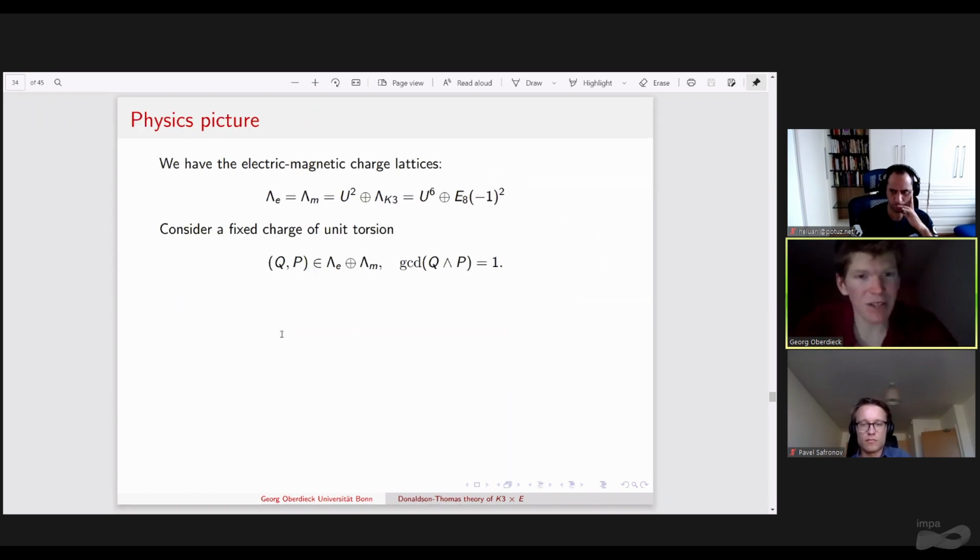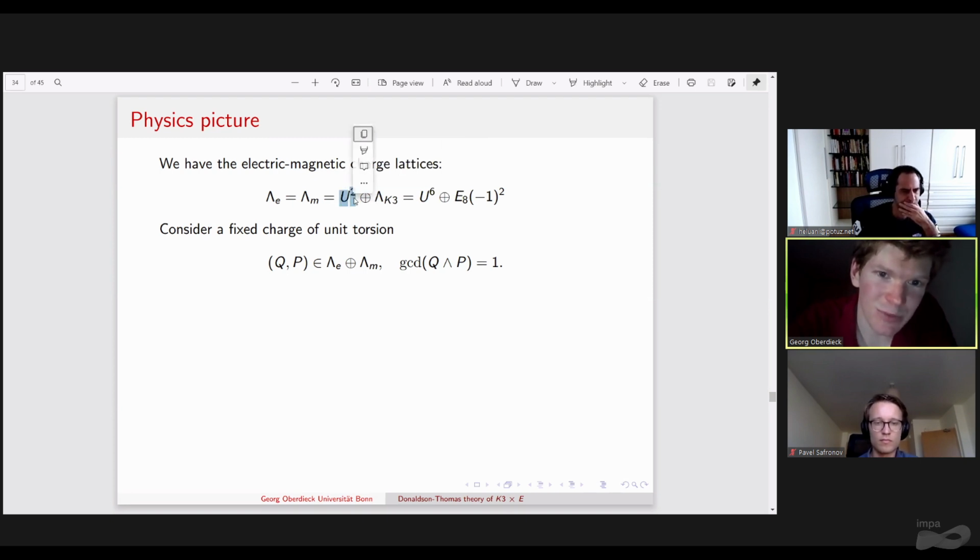Let me give a very quick review of the physics picture. The idea on the physics side is that there's this electric-magnetic charge lattice. Lambda E is the electric charge lattice, and lambda M is the magnetic charge lattice, so they are equal. As a lattice, this is given by the K3 lattice that we had before, plus two copies of U. The K3 lattice I understand; the two copies of U I don't understand. But anyway.